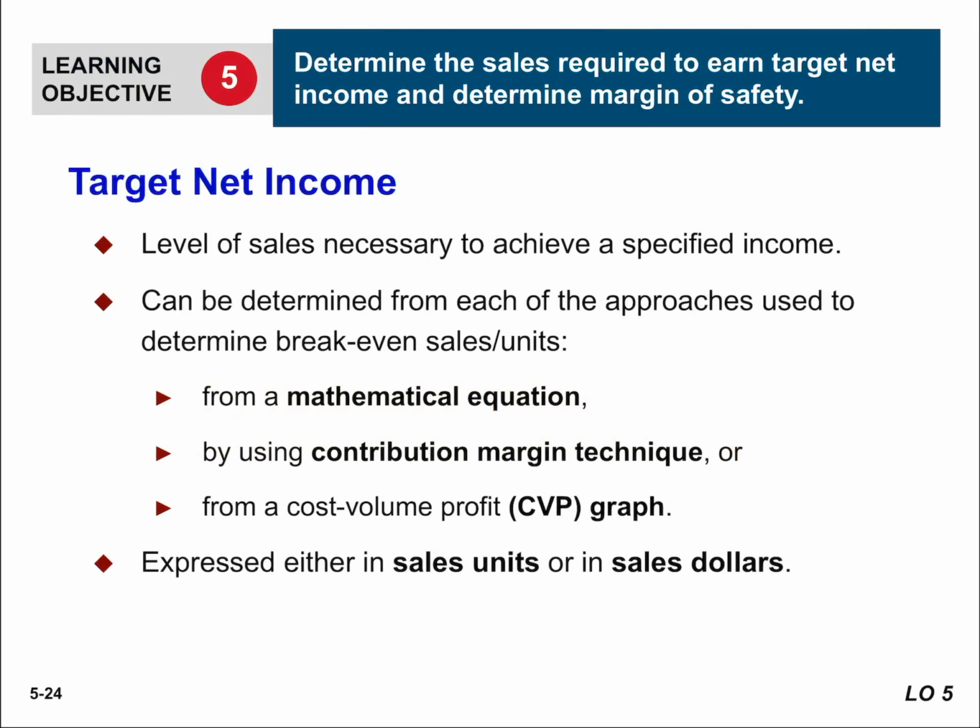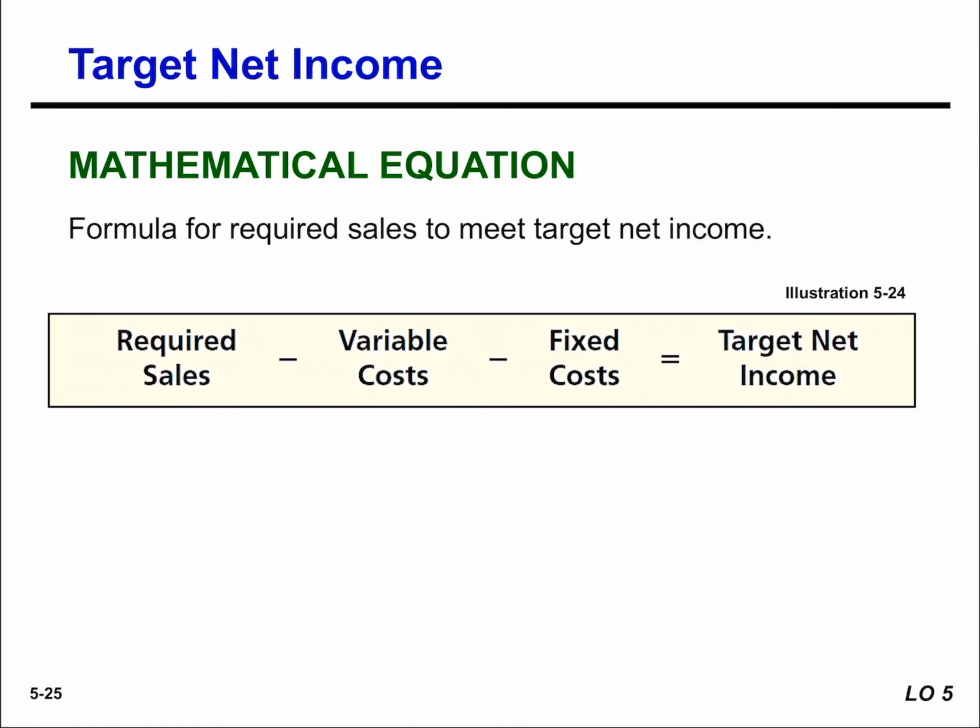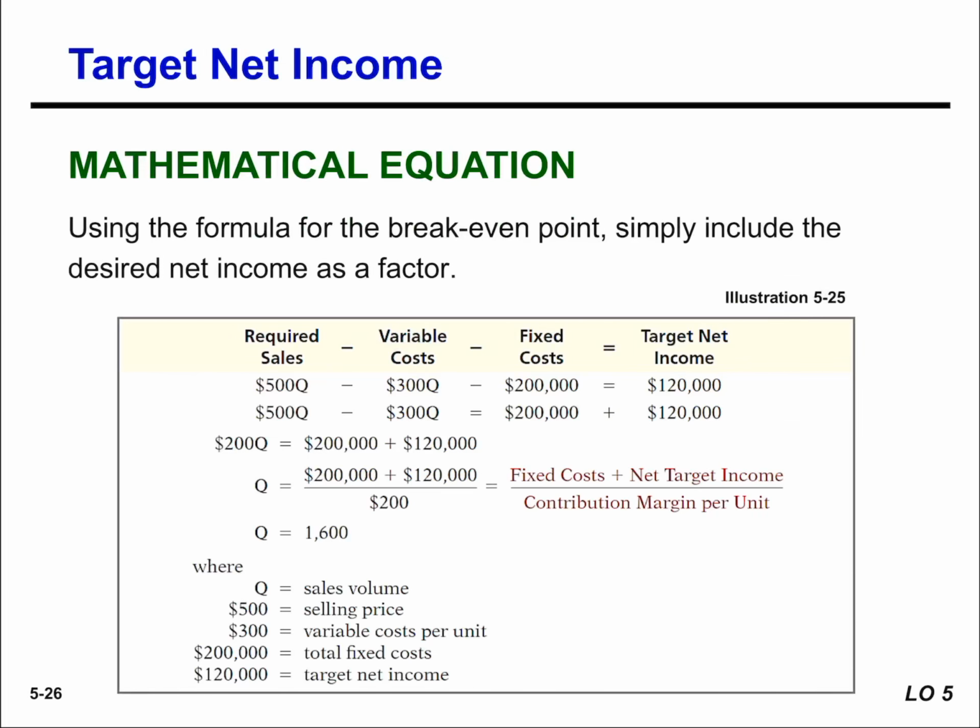If we expand that just a little bit, instead of saying that we want to break even, we might say that we want to come up with a target net income. And so that means I don't want to have zero net income, but I instead want a certain amount of net income. So let's say, for example, that we want to have a target net income of 120,000. Well, we would just plug that 120,000 in instead of the zero, but leave everything else the same: selling it for 500, variable cost of 300 per unit, fixed cost of 200,000.